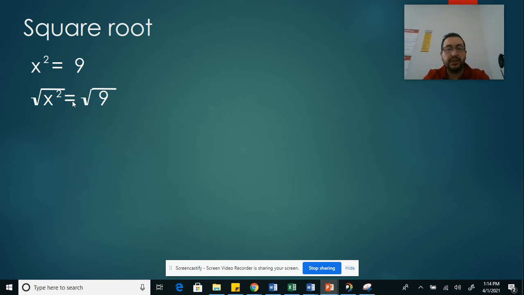But here is the issue: usually we think that it's only x equals 3, but no, the right answer should be x equals 3 or negative 3. We got two answers because 3 times 3 will give me 9, or negative 3 times negative 3 will give me 9. So I'm going to have two different answers, x equals 3 or x equals negative 3.